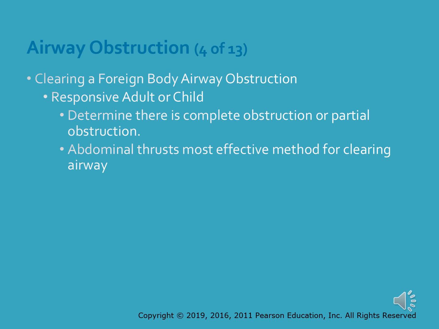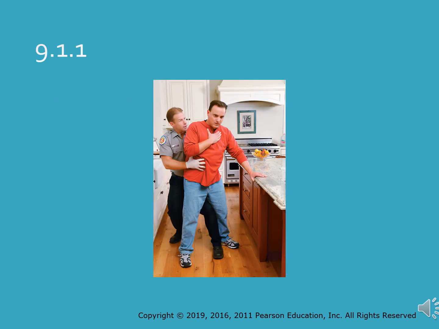So in the next few slides, we're going to show how to perform the following steps for removal of a foreign body airway obstruction for that responsive adult and child. So first, you want to confirm that there is a complete obstruction or a partial obstruction with poor air exchange. The easiest is to ask, are you choking or can you speak? You want to look and listen for signs of complete obstruction or poor air exchange and tell the patient that you will help them. So first, you're going to stand behind the patient, place one leg between the patient's legs to obtain a stable stance.